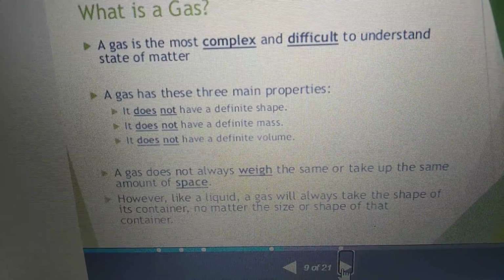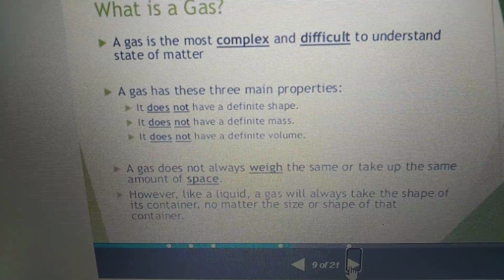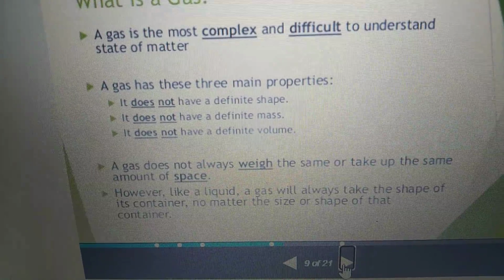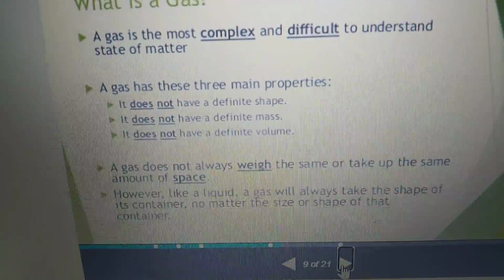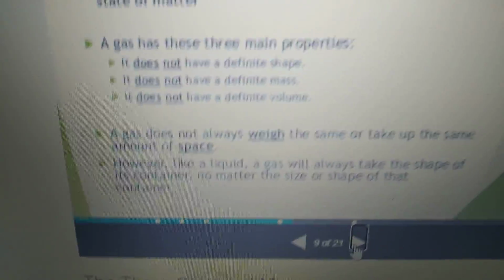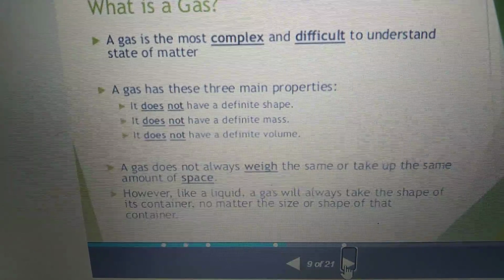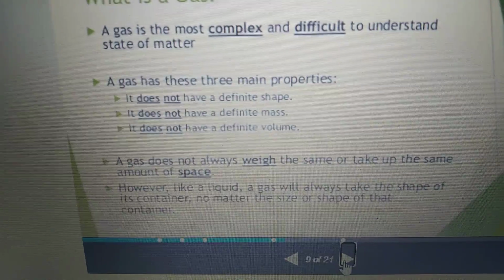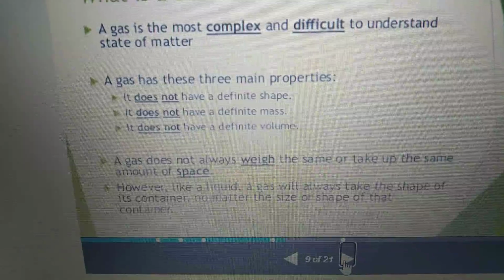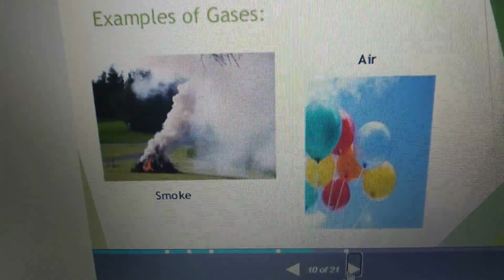A gas is nothing but the most complex and difficult to understand state of matter. Gas has how many properties? Three main properties. It does not have a definite shape, does not have a definite mass, does not have a definite volume. So gas does not always weigh the same or take up the same amount of space. However, like a liquid, a gas also will take the shape of the container, no matter the size or shape of that container. Understood?